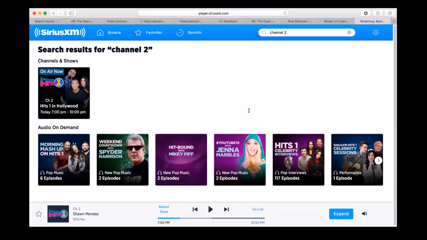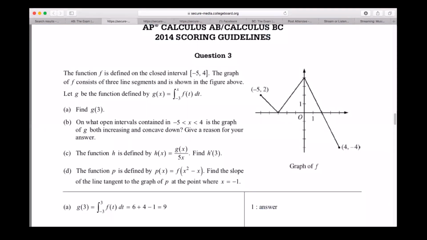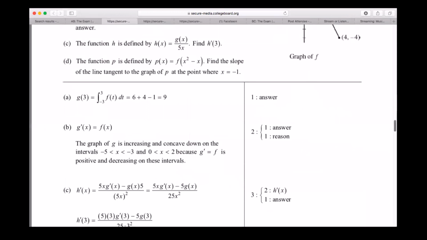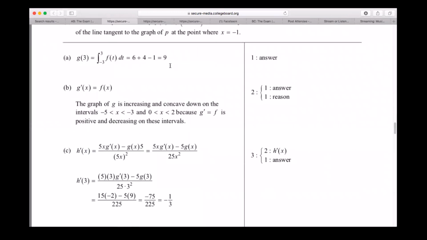So I'm going to jump over here to the scoring guidelines. This is the problem that we just did. In part A, we found g of 3, and that was 9. That was just 1 point, for knowing how to find that. And then in part B, we had 2 intervals, right? We had -5 to -3 and 0 to 2. If you had both of those intervals correct, you're going to get a point.